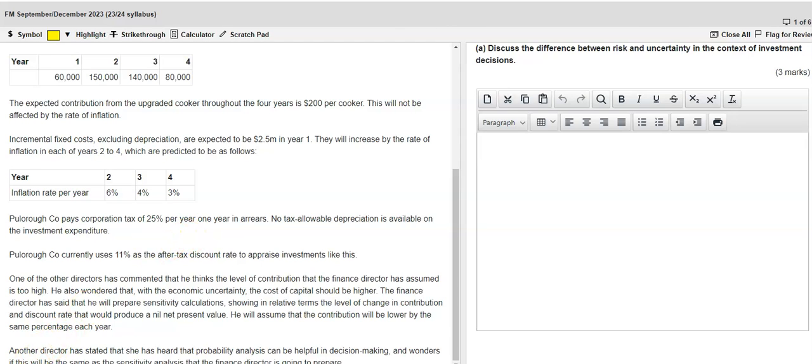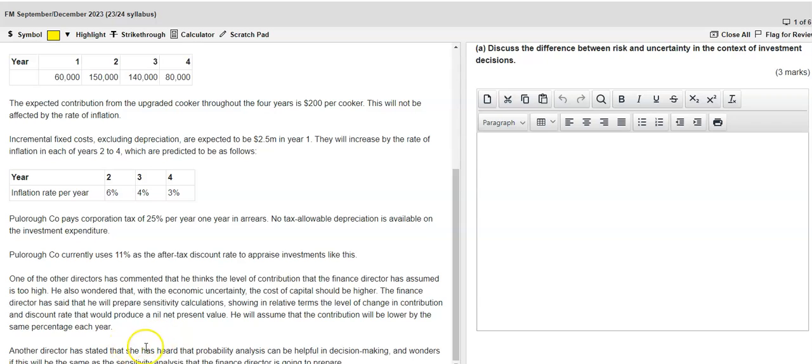One of the other director has commented that he thinks the level of contribution that the finance director has assumed is too high. He also wondered that with the economic uncertainty, the cost of capital should be higher, not 11%, it should be higher. The finance director has said that he will prepare sensitivity calculation showing in relative terms the level of change in contribution and discount rate that would produce a nil NPV. He will assume that contribution will be lower by the same percentage each year.